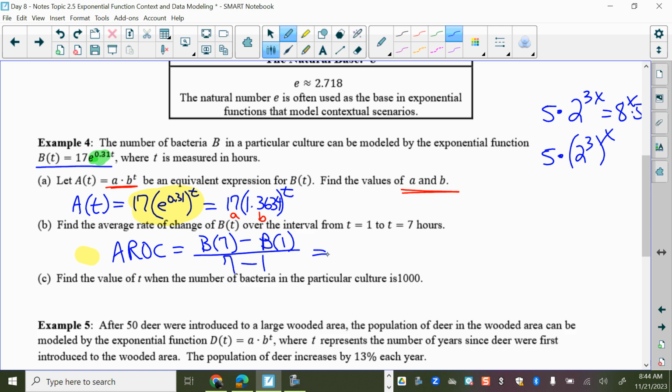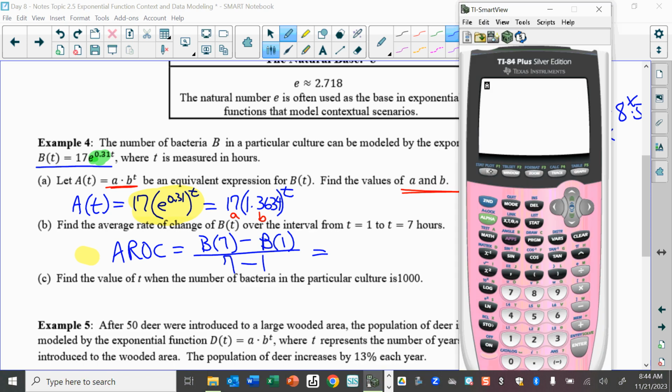Make yourself a nice little fraction and type that in. So we want alpha trace, Y1 of 7 minus Y1 of 1, over 6, right? So you type it in. Make a fraction. Type it in. The answer should be something 20 something. Yeah, okay. Just so you know you're right.